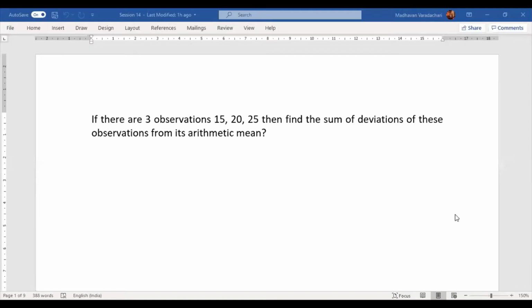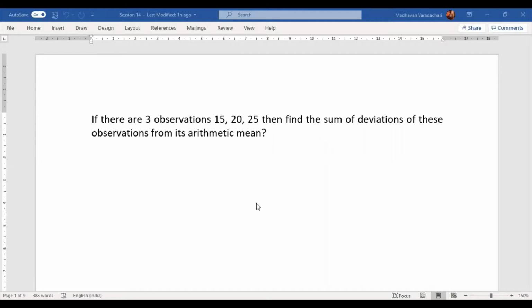Hello everyone. In this session, we'll do some numerical problems related to measures of central tendency. Now we will go into the session. So in this session, we will solve some of the numerical problems related to measures of central tendency.